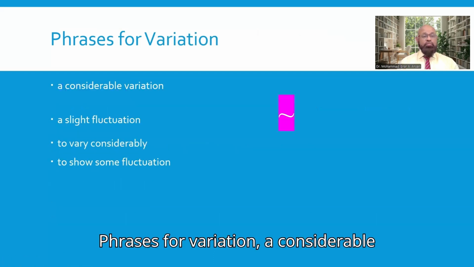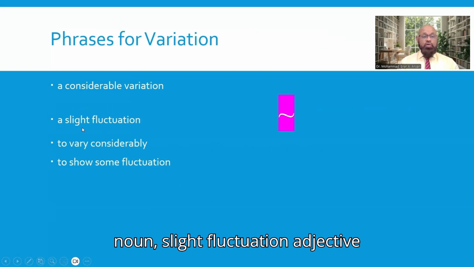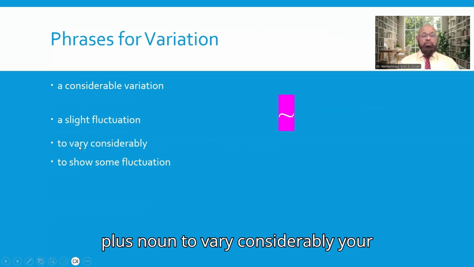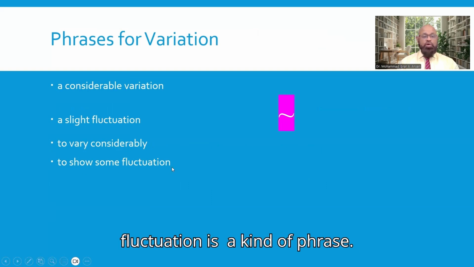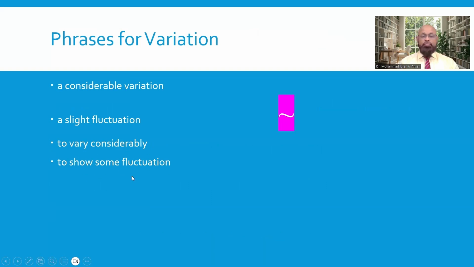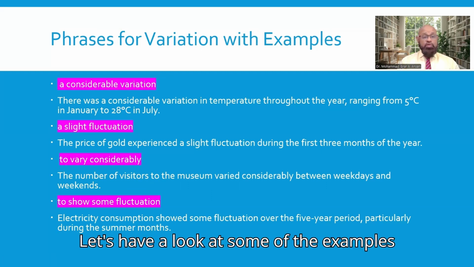Phrases for variation. A considerable variation, again adjective plus noun. Slight fluctuation, adjective plus noun. To vary considerably, verb plus adverb. To show some fluctuation is a kind of phrase, as you can see in the image here. Let's have a look at some examples.